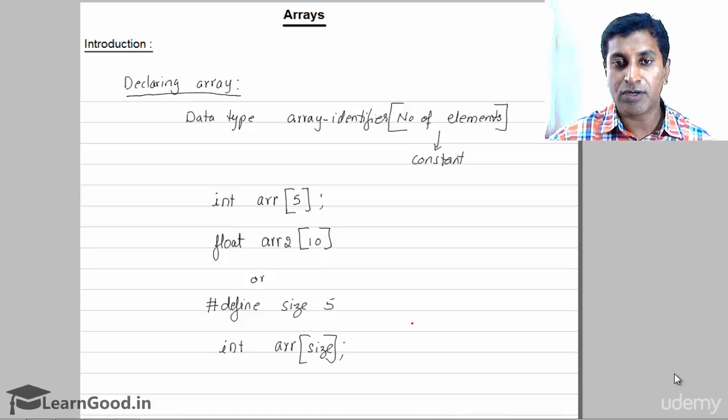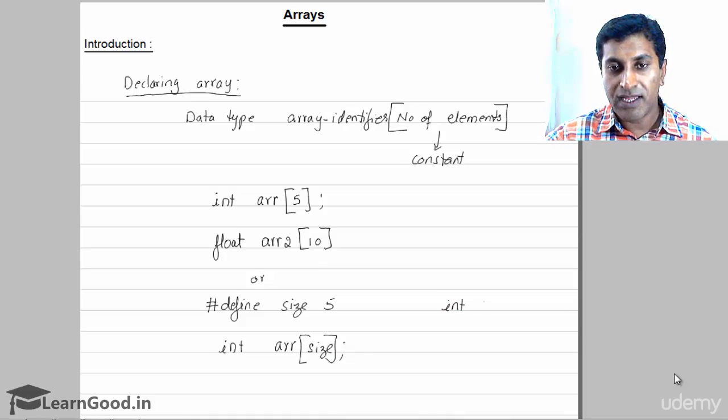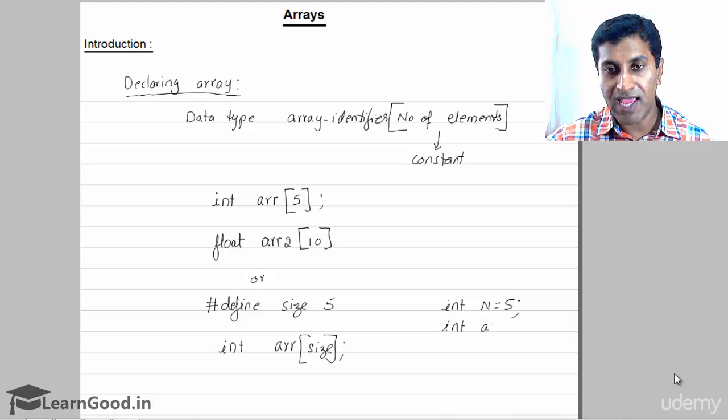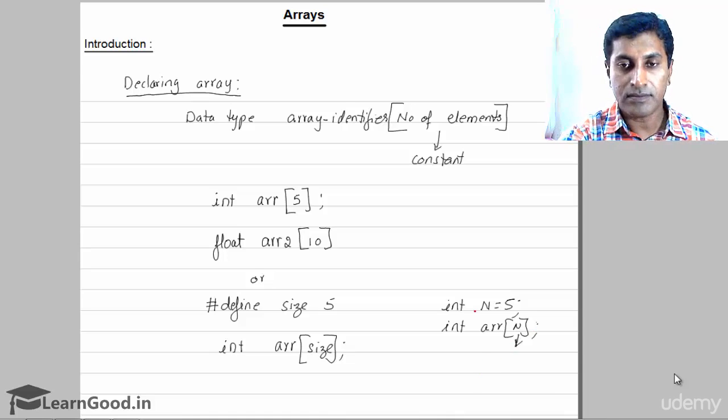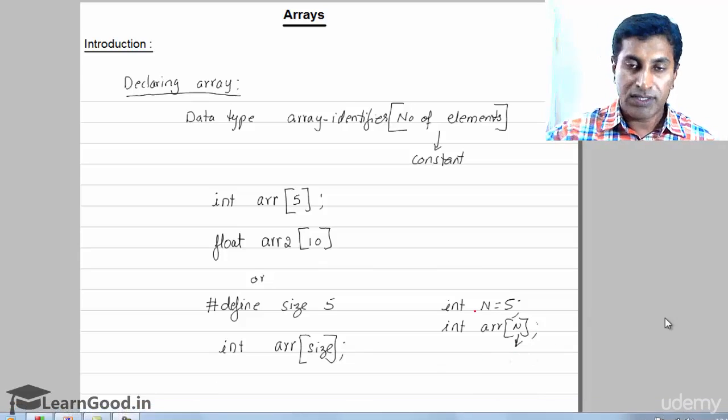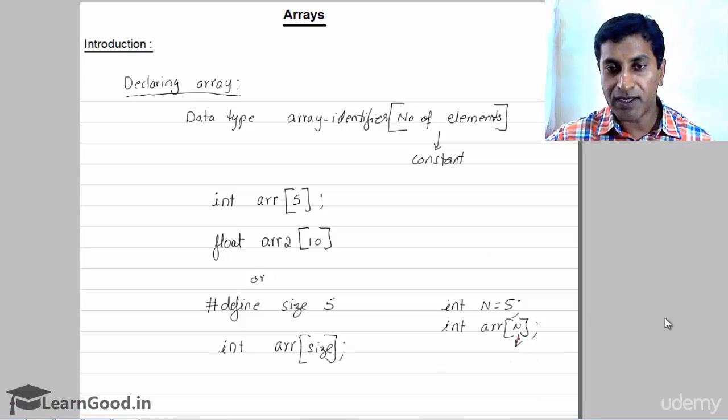But the same thing is not possible by declaring a variable. So you can't give int n equals 5. N is a variable, it's not a constant, and you cannot declare an array of variable size by giving ARR of n. That is not possible. It gives an error message. So this has to be a constant. It cannot be a variable. If it is a variable, it gives an error.